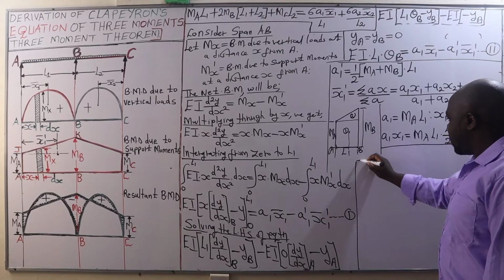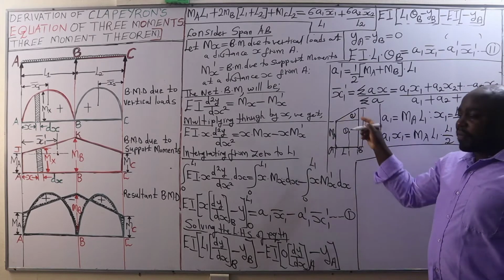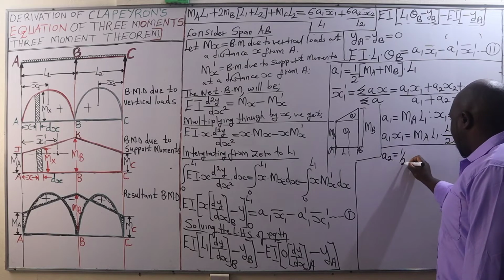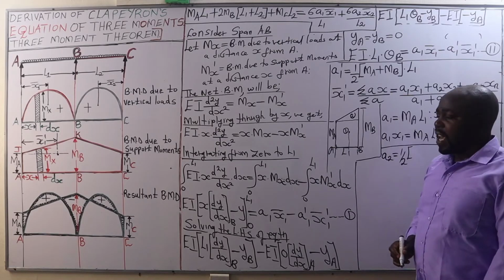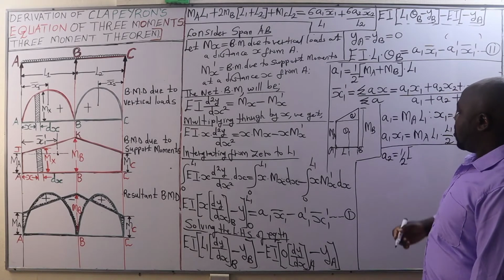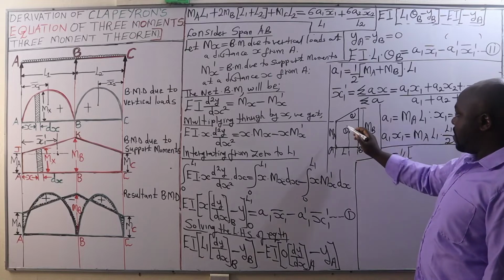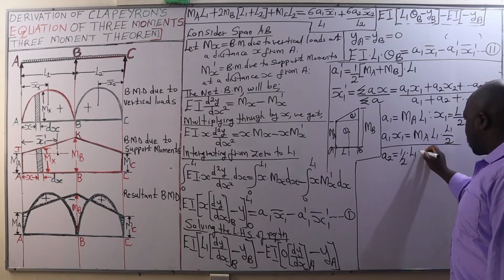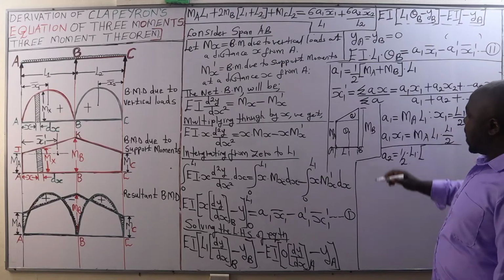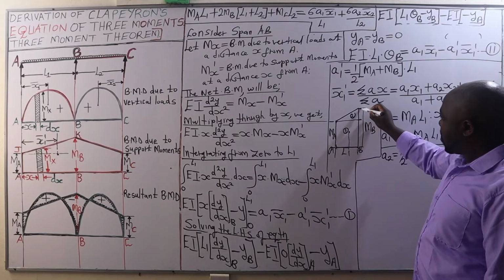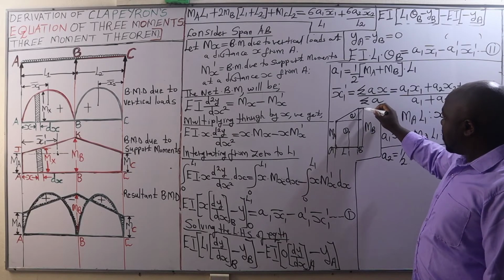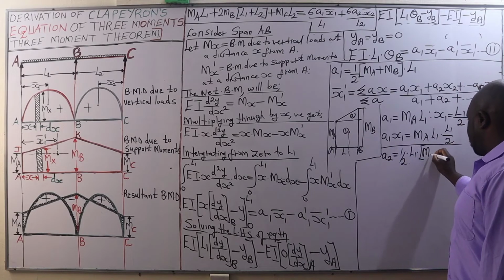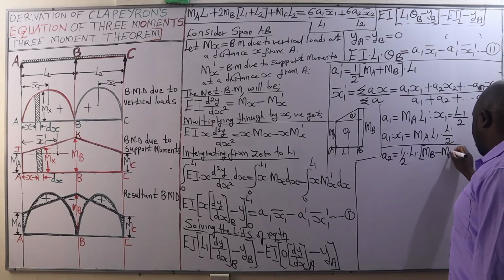The second diagram is a triangle, and therefore A2 is a half multiplied by the base multiplied by the height. The base is L1, so a half L1 multiplied by its height. The height of this triangle will be given by MB minus MA. So that is a half L1 multiplied by MB minus MA.